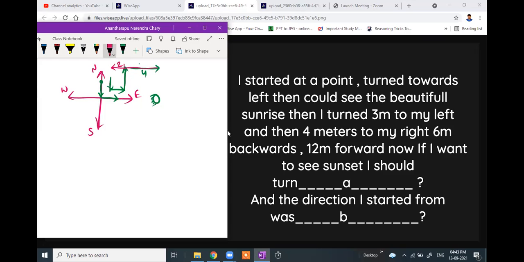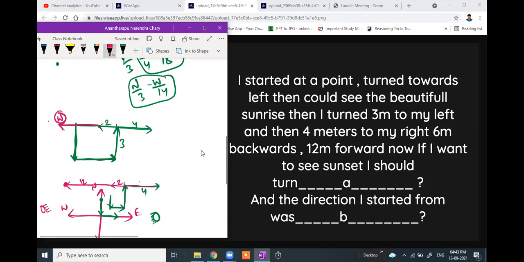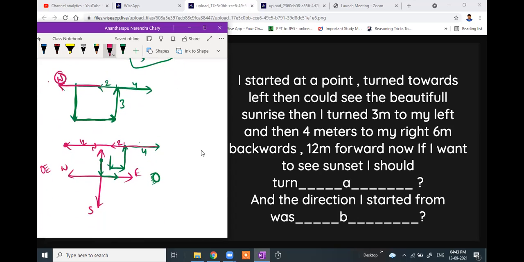He has to just turn so that he could see the sunset, and that's west. He's already facing west, and after 12 meters also he is facing west only. So the sun will be towards west only. At the time of sunset, the sun will be towards west only. And he doesn't need to turn in any direction. So that is what I drew. The above diagram is also the same, right? Okay. It was kind of confusing, so that's it.